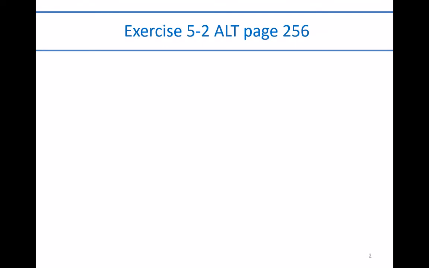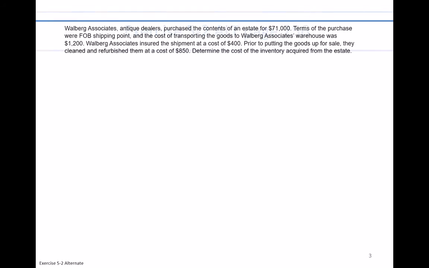Today we're taking a look at an alternate version of exercise 5-2 on page 256 of the textbook. This is from chapter 5, Reporting and Analyzing Inventories, and this problem relates to inventory cost. So with this problem, we have a company, Wahlberg Associates. They're antique dealers, and they purchased an estate for $71,000, all of the contents of the estate.